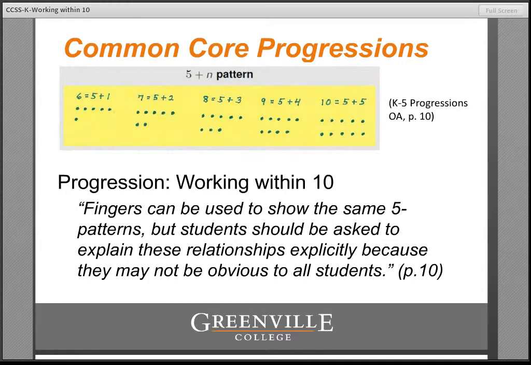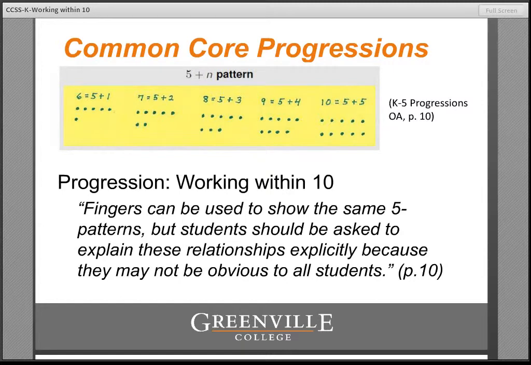The Common Core authors, that was from the Focus in Kindergarten Curriculum Focal Points. This is the Common Core, and they also discuss this particular pattern, and you see an array pattern here. This particular graphic comes directly from the progressions on page 10, and you'll see them discussing the exact same idea.